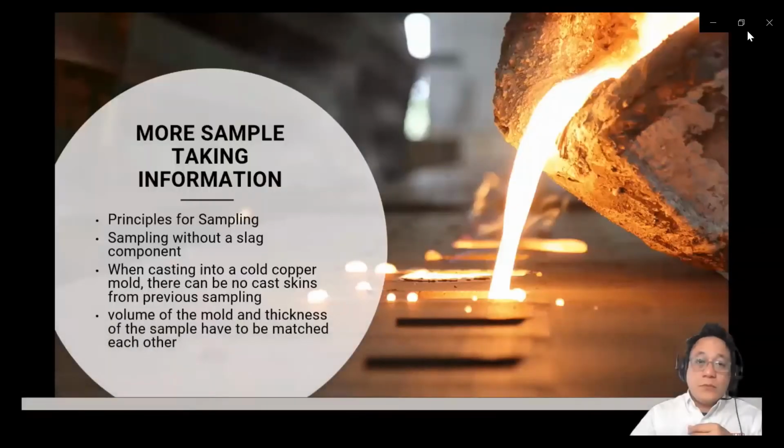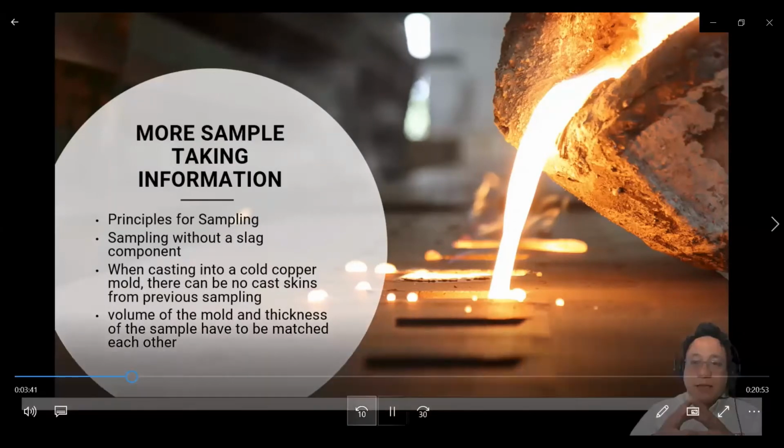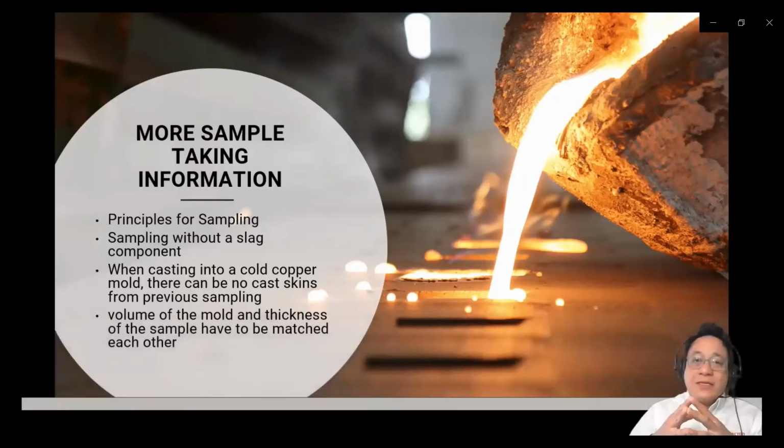So a little more on the sample taking. During the sampling, the operator needs to be very careful not to introduce slag into the sample. When using a cold copper mold, operators can prevent cast skins from previous samples. This is another reason why it is advantageous to have more than one mold, or at least the mold needs to be cleaned with a brush in between samplings. At least, the volume of the mold and the thickness of the sample have to match.